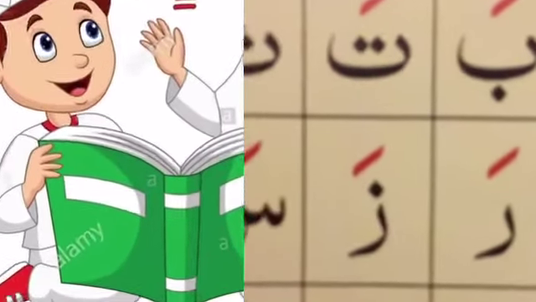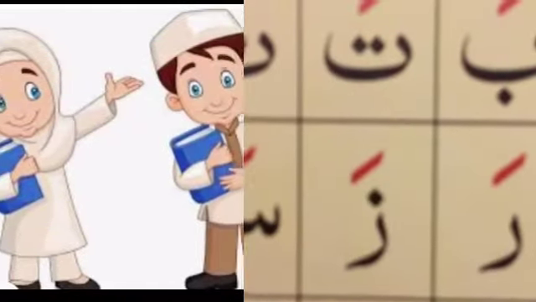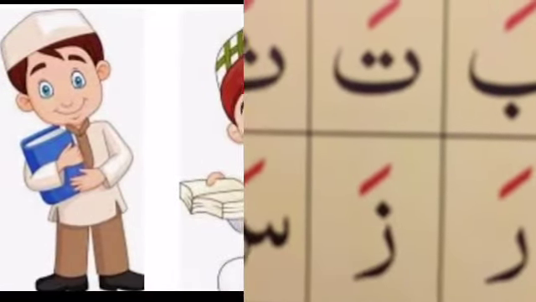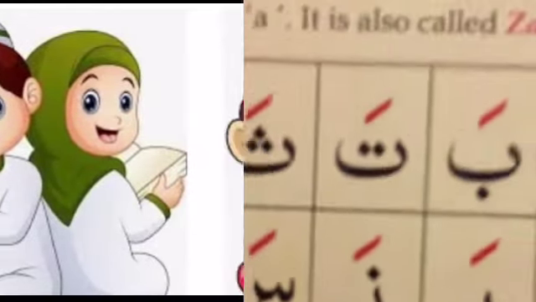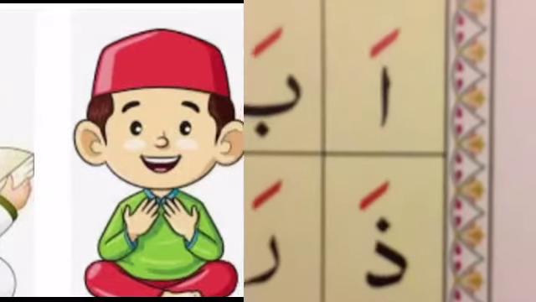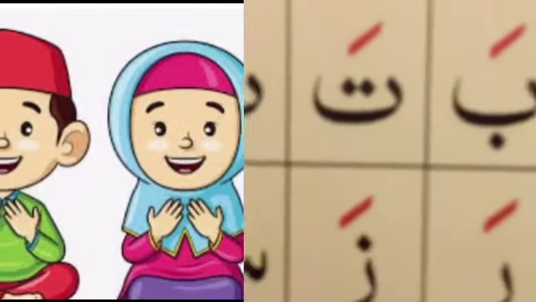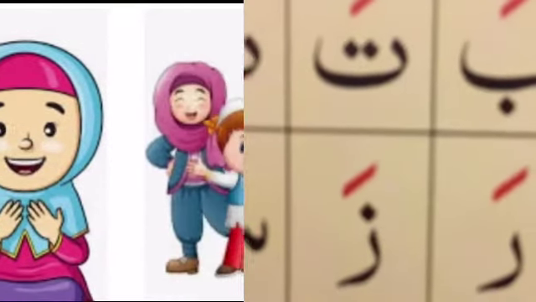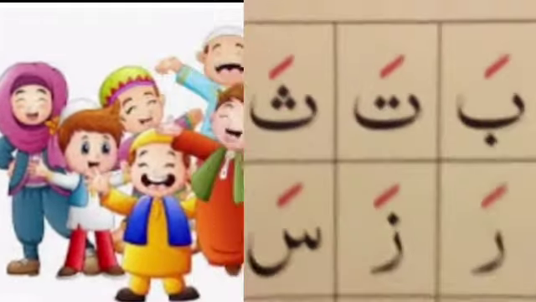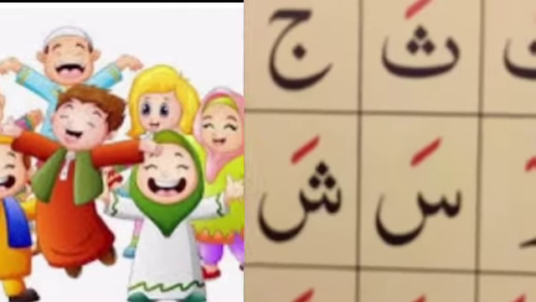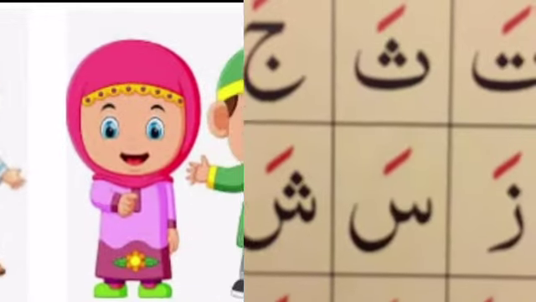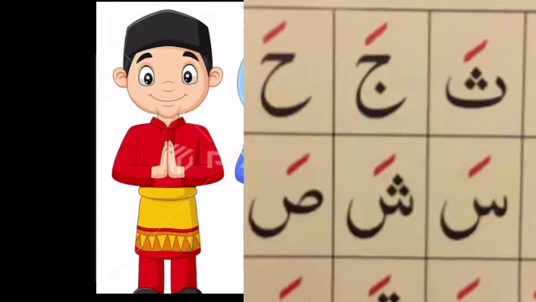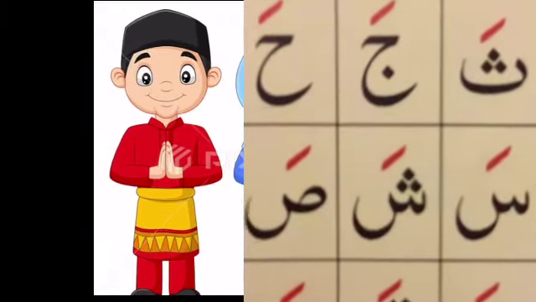Ra. Zay or Zain. When I put a Fatiha on the top, we read it as za. And remember, you need to stick your tongue here as za, but you're not sticking your tongue here in za. So za here like zoo. I got here sa or seen. If we put a Fatiha on the top, it will be sa. Sheen with a Fatiha on the top is sha.